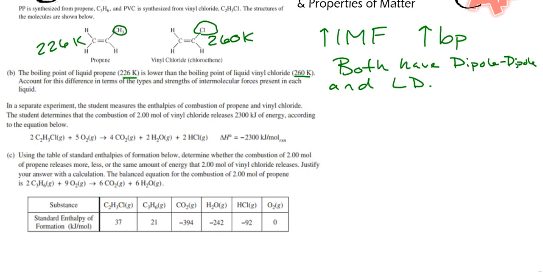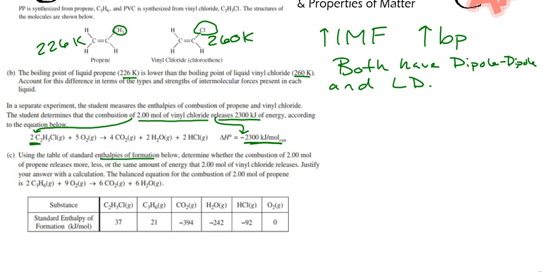In a separate experiment, the student measures the enthalpies of combustion of propene in vinyl chloride. The student determines that the combustion of 2 moles of vinyl chloride releases 2,300 kilojoules of energy according to the equation below. Oh, shoot, they already said it right here. By the way, here it is. If you're wondering what all that wording is right here, there's 2 of these, 2 moles of my vinyl chloride releases, and then the release part is my negative. Right?